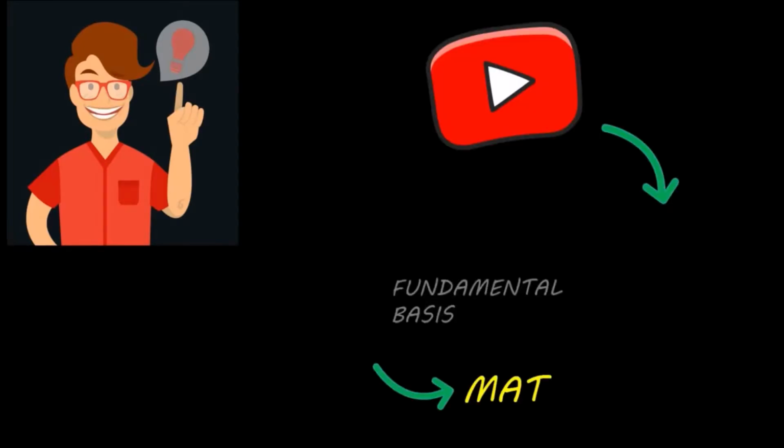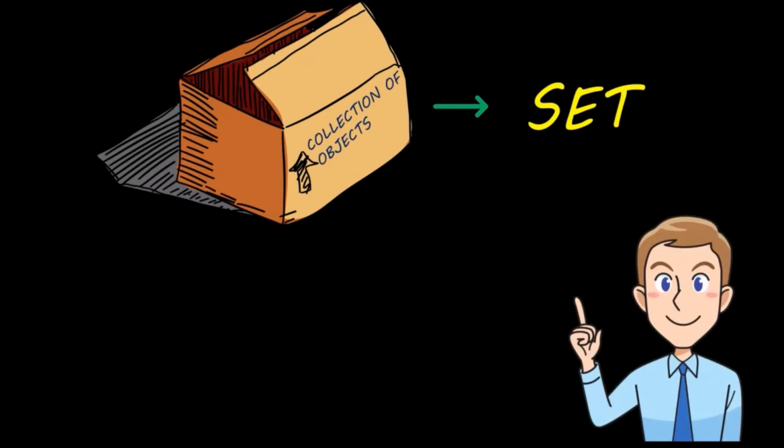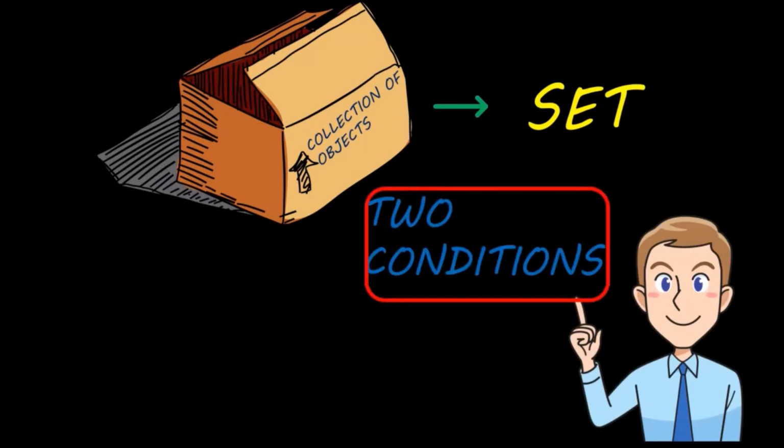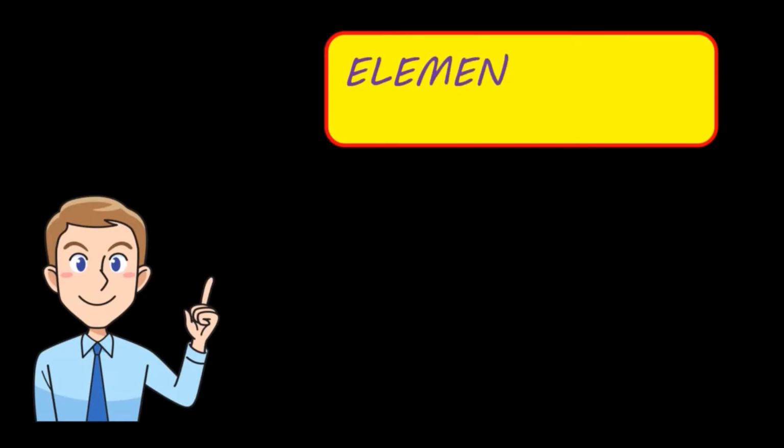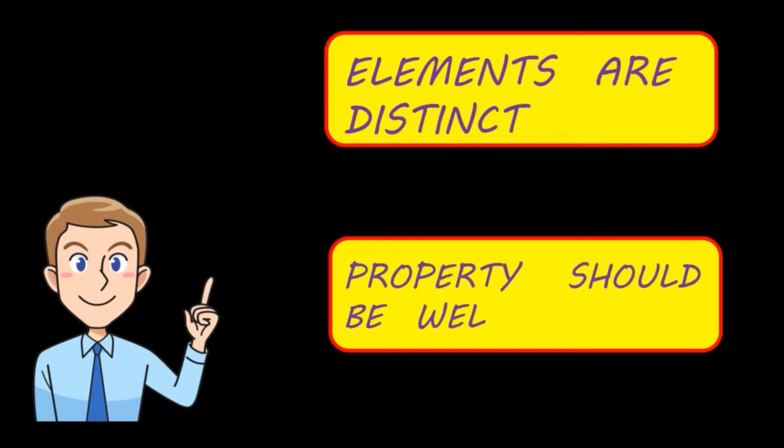We will study in this video the most fundamental basis of many branches of mathematics. Set. A collection of objects is said to be a set if and only if it satisfies two conditions. The first condition is that elements of the collection should be distinct. And the second condition is that the property of the collection should be well defined.